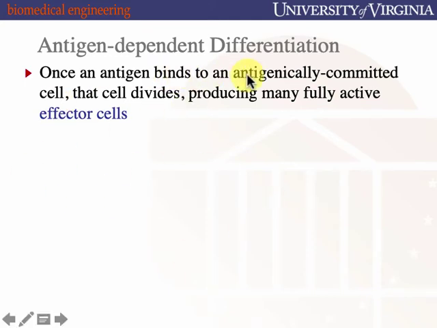So once that antigen binds, we just talked about that, to an antigenically committed cell, that cell divides, producing many fully active effector cells. This is that word again that stumped some of us. Effectors, just like effector proteins, mediate the response of the initial event. Effector cells in the immune system are the ones that mediate the action of that differentiation event. So the effector cell of a B cell would be what?